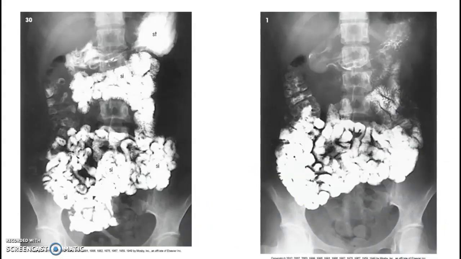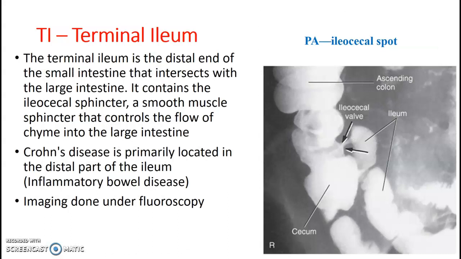So these are just more examples of images here. Terminal ileum, this is the hot spot. They call it a hot spot. Most of these patients go through this entire test for this one little location. The TI is done in the fluoroscopy room.